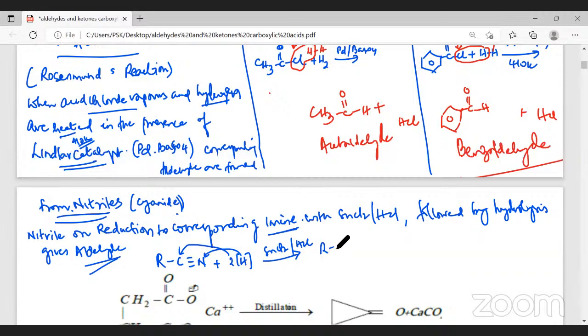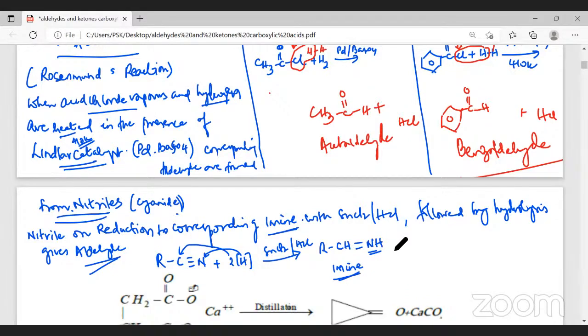Therefore, we get RCH. One pi bond will break. You will have a double bond and NH. This is called imines. So the NH group is called imines. The NH2 group is called amines. The NH group is called imines. So cyanides or nitriles on reduction with stannous chloride and concentrated HCl form an imine.